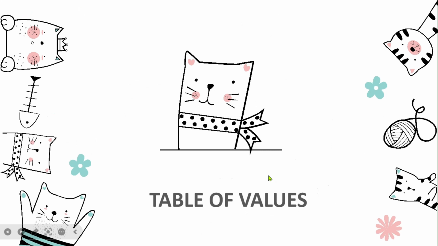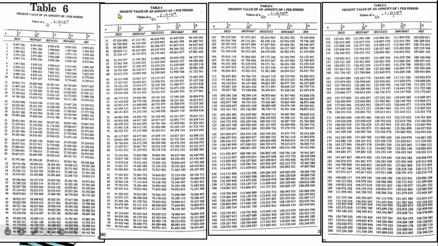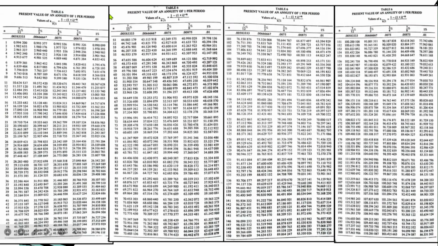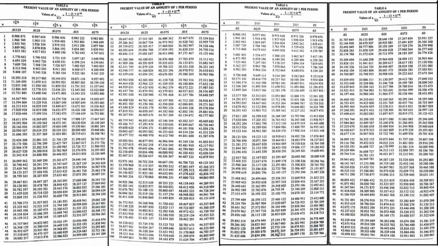Table of values. The table of values is important because it is our guide to find the exact amount of the problem we are solving. Please take a screenshot of this so that later on you will not be confused. 1, 2, 3, click.